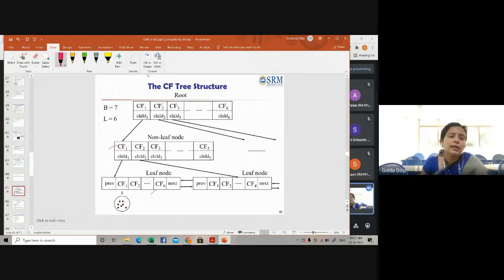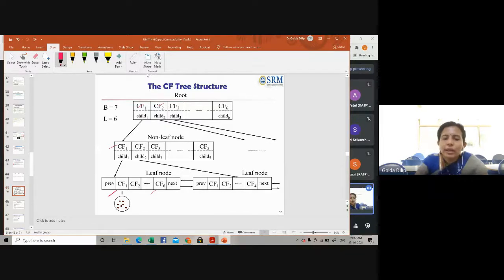Basically this CF tree is similar to a B plus tree, which you would have learned in your data structures or DAA. Have you learned? Of course you have learned, I will assume. So we need to look at only the leaf nodes, because that's where your data values are.